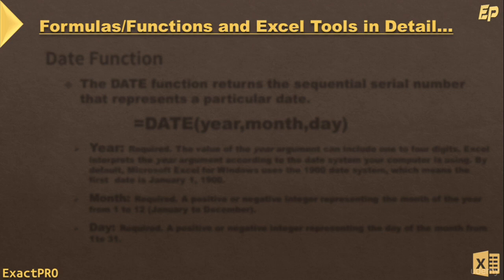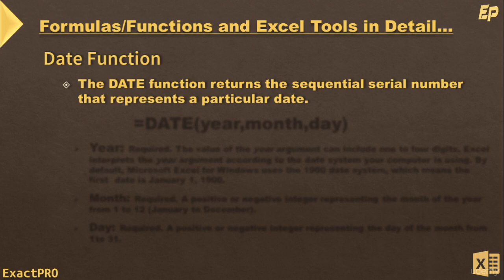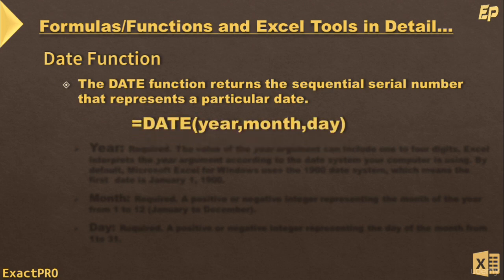So the first category of functions are date functions. The first function is the DATE function itself. The DATE function returns the sequential serial number that represents a particular date. The syntax for the DATE function is year, month and day. All three parameters are compulsory.